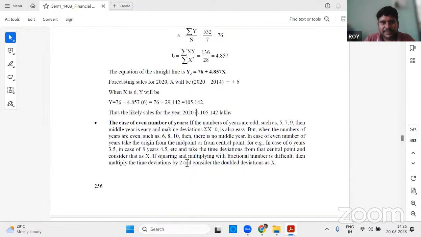When it is even, then what to do? When the numbers are this, then there is no middle year, right? In case of even numbers of years, take the origin from the midpoint or the central point. That is, in case of 6 years, 3.5. In case of 8 years, 4.5. Then take the time deviations from that actual point and consider that as X.